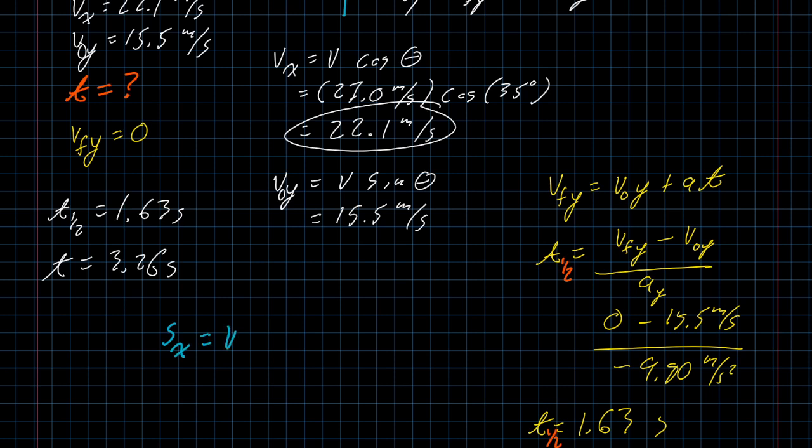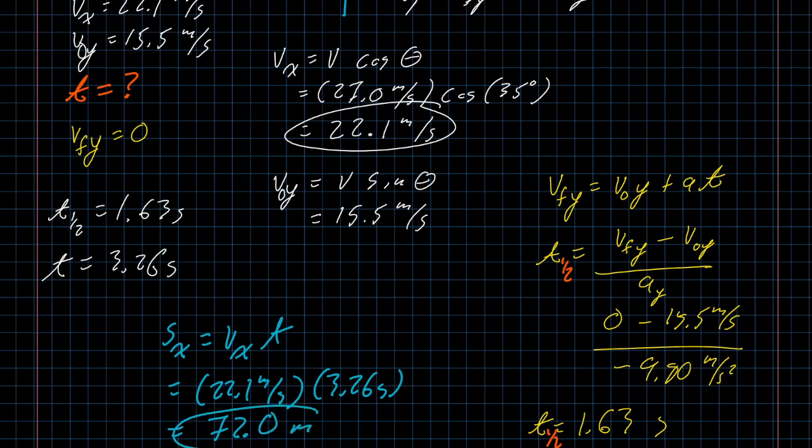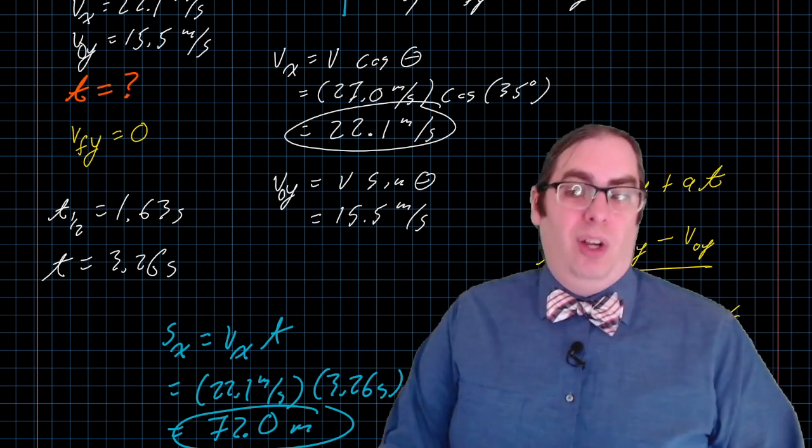Sx is equal to Vx times t, 22.1 meters per second times 3.26 seconds. My calculator tells me that that is going to be 72.0 meters. All right, running out of space at the bottom of the page, but there we have it. It's a long way to go to get there.